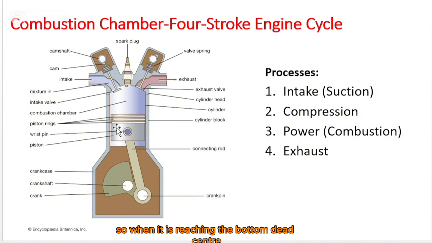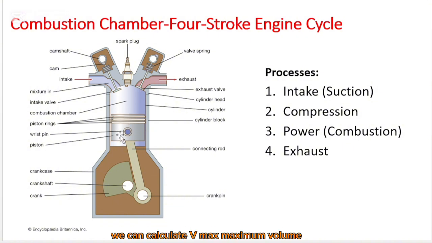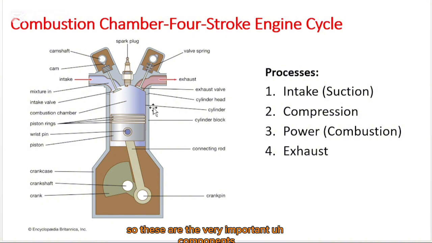When it reaches the bottom dead center, we can calculate Vmax, the maximum volume. When it reaches the top dead center, it is known as Vmin, the minimum volume. So these are the very important components, and these processes happen in this component. Let me explain all these processes one by one. After that, we will see the animation of how this runs.